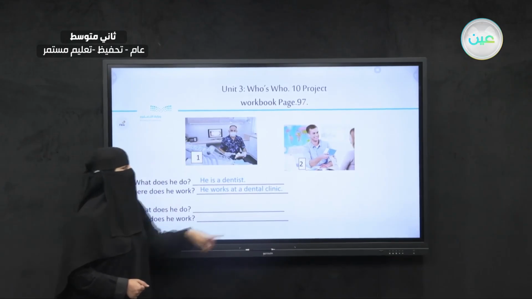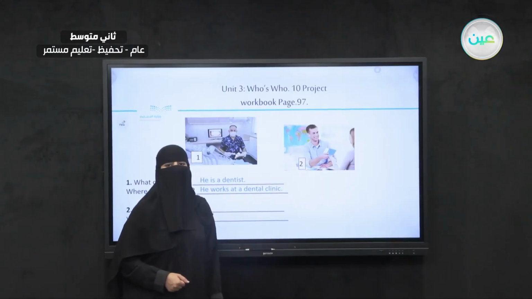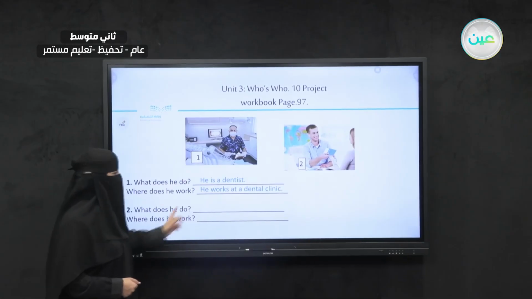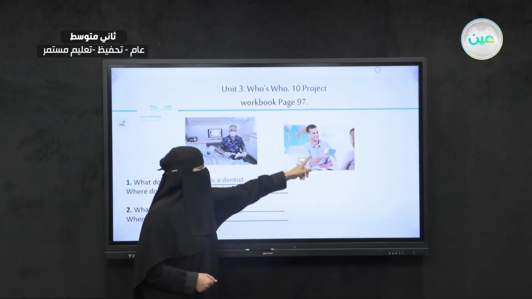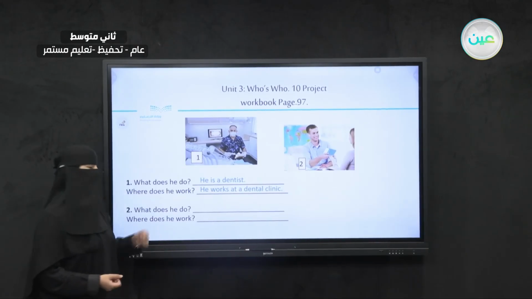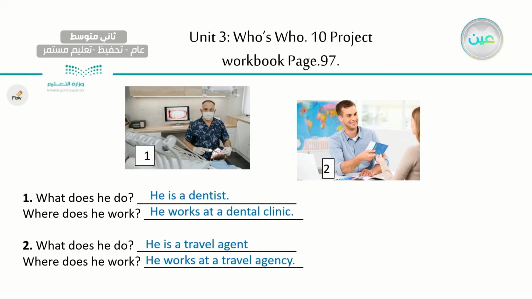Now, let's take a look at the next picture. Do you remember this occupation? We talked about it at the beginning of this unit. So what does he do? Look at the tools and the things around this person. I can see a ticket, I can see a map, I can see some things around this person that can tell us what he is doing. What does he do? He's a travel agent.